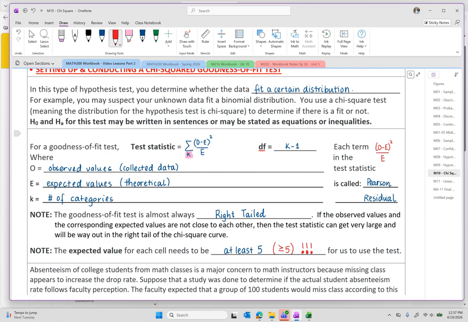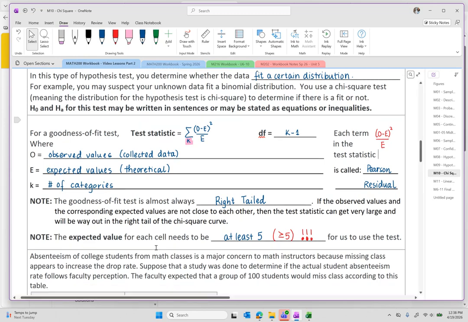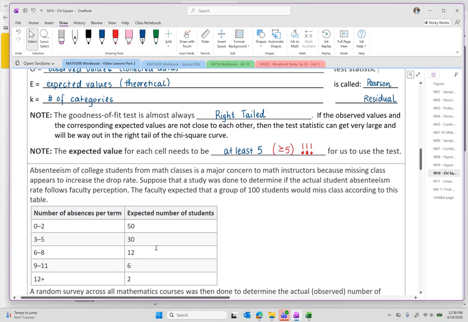The expected value, not for the alternative hypothesis, but for the test that we will conduct, because the chi-squared will be the sum of those differences. The expected value for each cell needs to be at least 5 for us to use the test. So if you have categories that have an expected value of less than 5, then you will have to combine categories so that you are able to conduct the chi-squared test. So let's do an example.